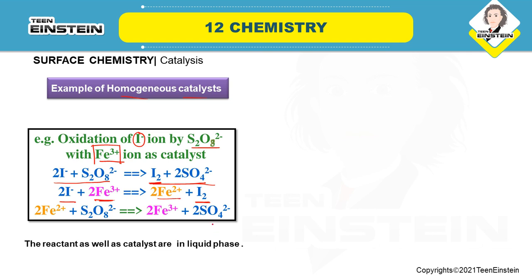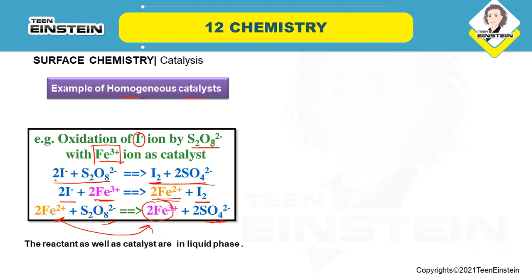So I- is oxidized to I2, and Fe3+ is reduced to Fe2+. Now the Fe2+ that is formed in this step, in the second step, reacts with another starting material, and again it is oxidized to Fe3+. So this is the original state of the catalyst with which we started the reaction, and the other reactant is converted to SO4. So this is the role of the iron 3+ catalyst.